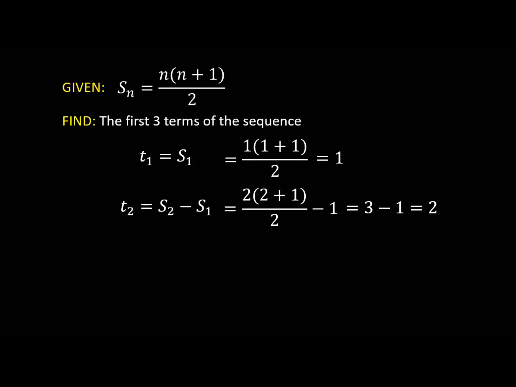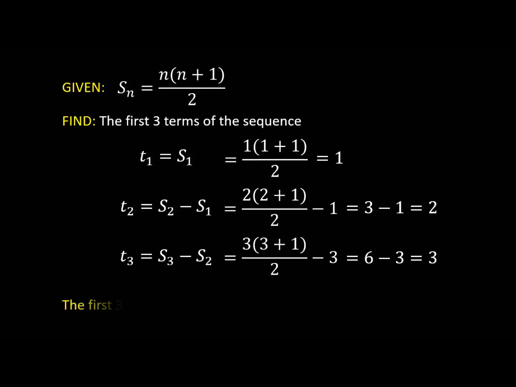Now we find the third term in exactly the same way as we found the second term. So T3 equals S3 minus S2, right? And we already know S2 is equal to 3 because we calculated it in the previous line. And all we need to find out is S3, and that we do by substituting 3 in place of n in our given formula. So S3 will equal 3 into 3 plus 1 upon 2. And we need to subtract S2, which is 3, so minus 3. And this gives us 6 minus 3, which is equal to 3. So now we know the first three terms of the sequence. They're 1, 2, and 3.